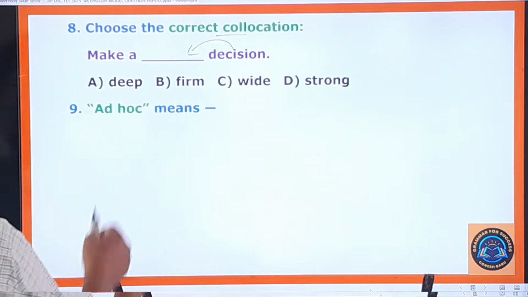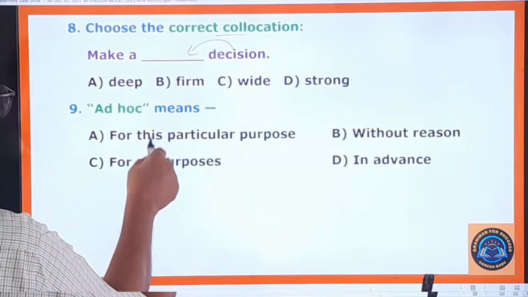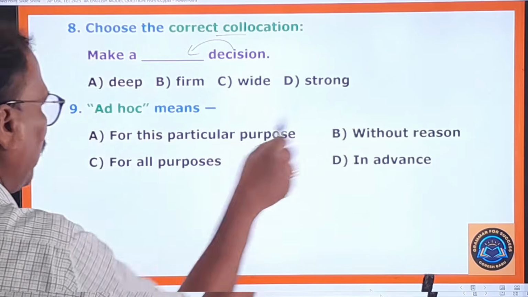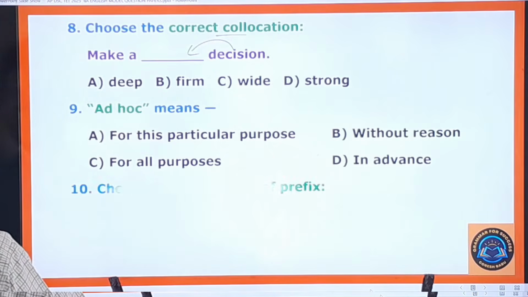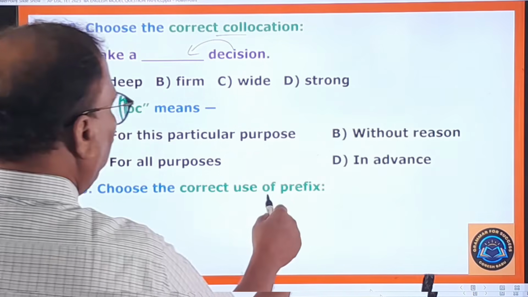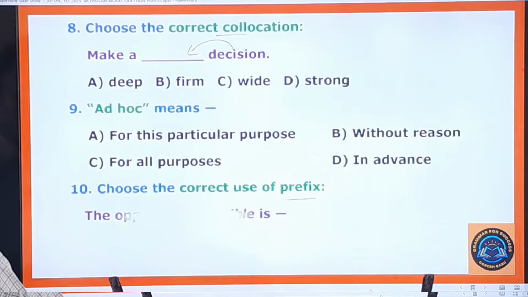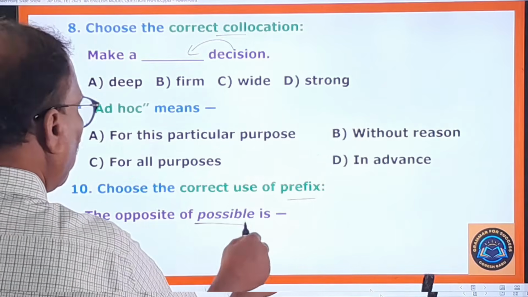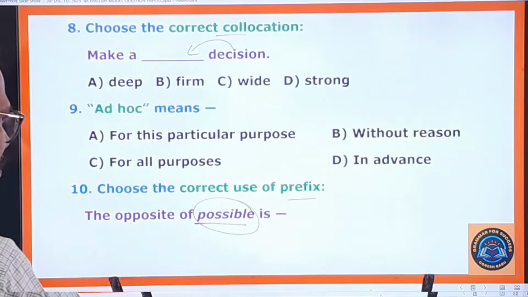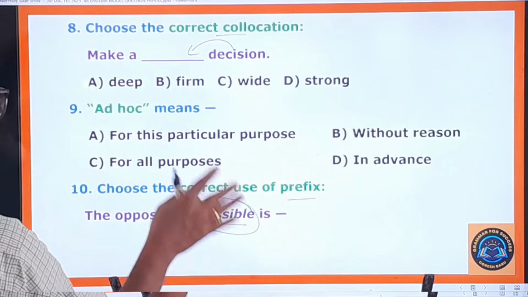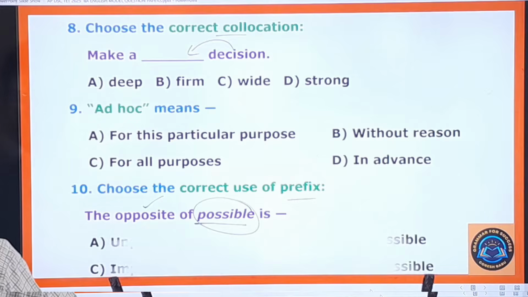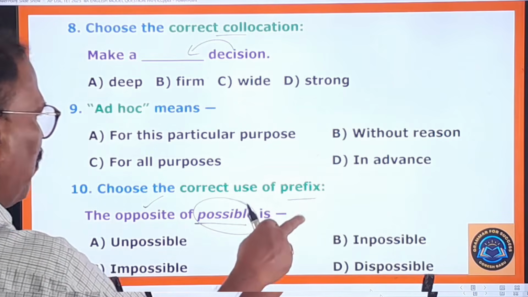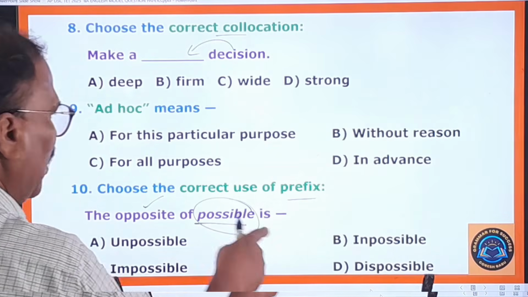Ad hoc. Ad hoc means what? For this particular purpose, without reason, for all purposes, in advance. You go to the 10th question. Choose the correct use of prefix. Okay, and here the opposite of possible. So what is the opposite of this possible? What prefix would you like to use to make this word an opposite word? Here you pay attention. Unimpossible, impossible, impossible, dispossible.